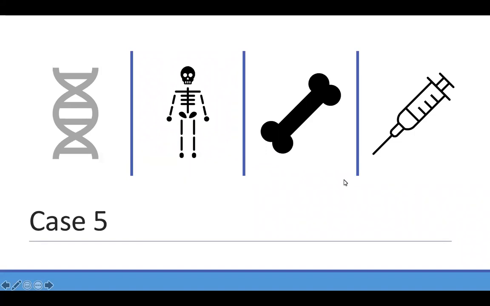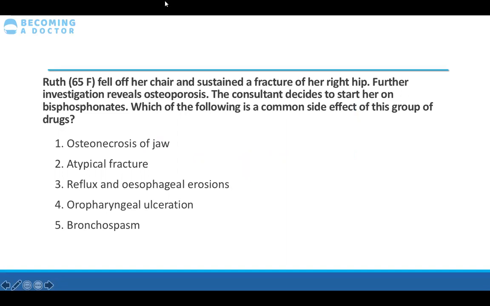So let's go on with case 5. Here you've got Ruth, who's a 65-year-old lady who fell off her chair and sustained a fracture of her right hip. Further investigation reveals osteoporosis. The consultant decides to start her on bisphosphonates. Which of the following is a common side effect of this group of drugs? And the poll should be open for you guys.